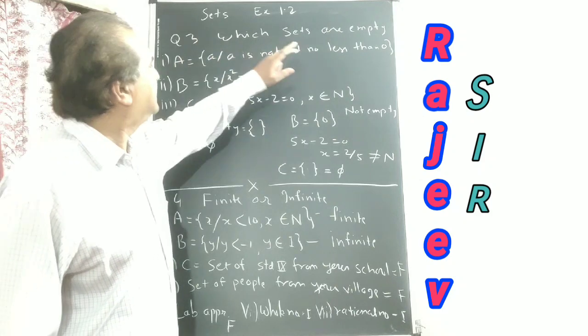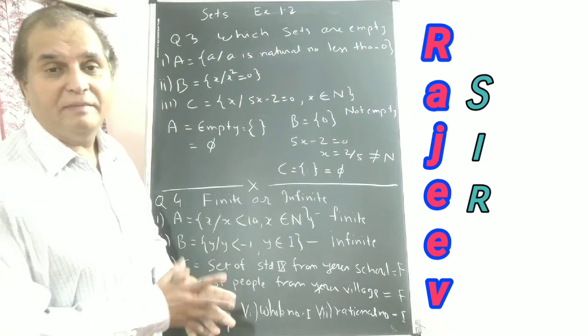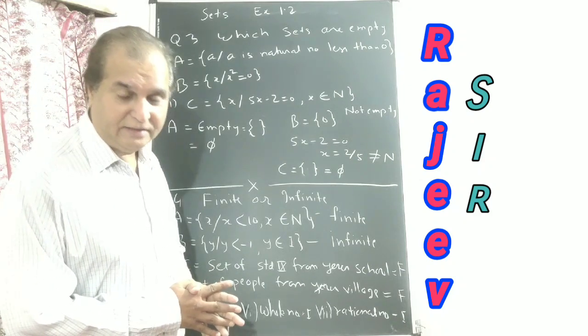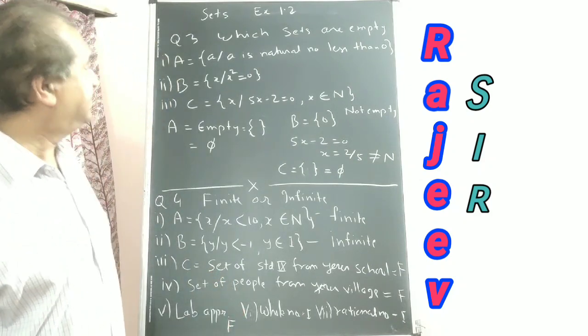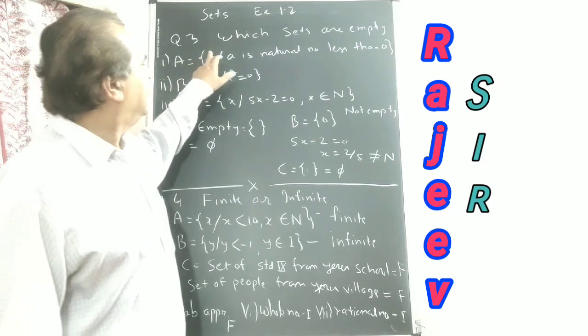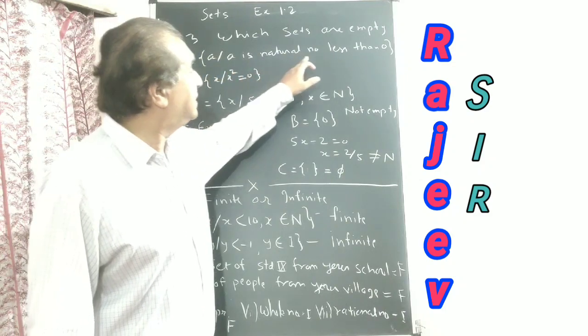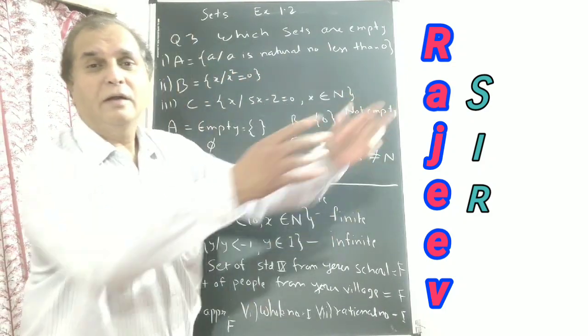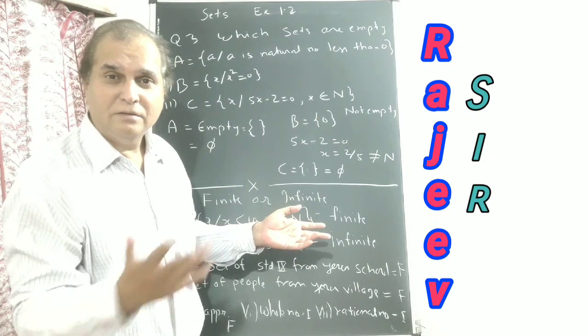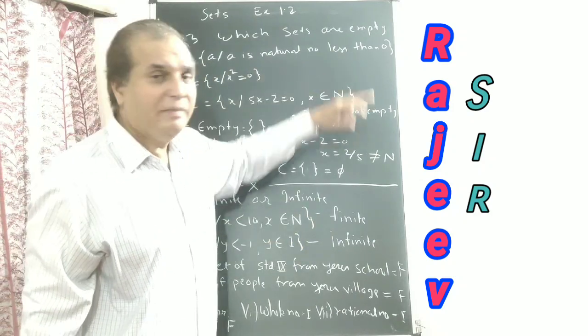Question 3. Which sets are empty sets? Empty sets mean there is no element, not a single element in the set. Such sets are called empty sets. We'll find out. A set is A. Instead of x, a variable can be used. A is a natural number less than 0. Natural numbers start from 1, so less than 0, no natural number. So in A, no element is there.